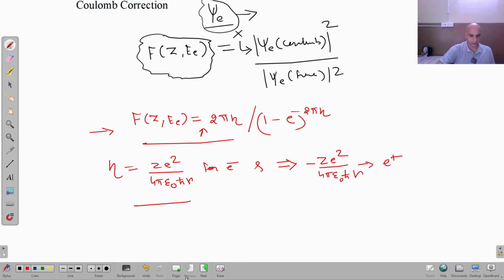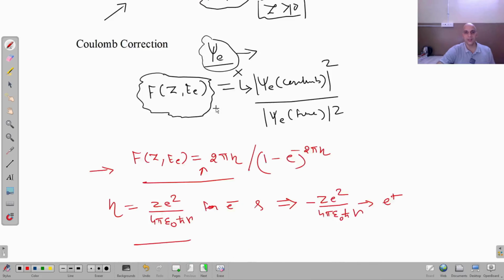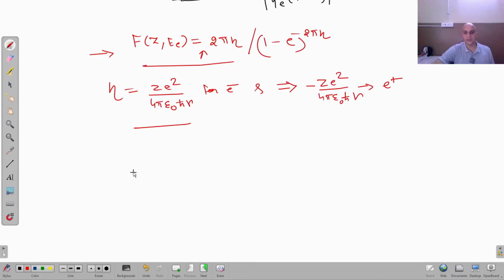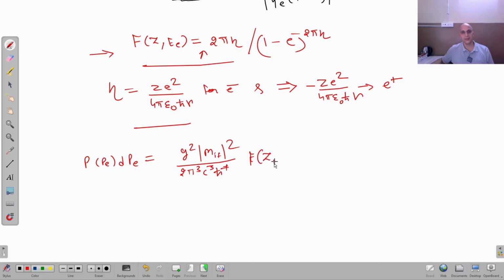Now if I put this factor in, it will change this expression. We can multiply this factor here, so we will get the probability of an electron that has momentum in this range, equal to G squared |M_if| whole squared divided by 2π³ c³ ħ⁷, multiplied by the factor F(Z, E_e) into (E₀ − E_e) whole squared Pe² dPe.